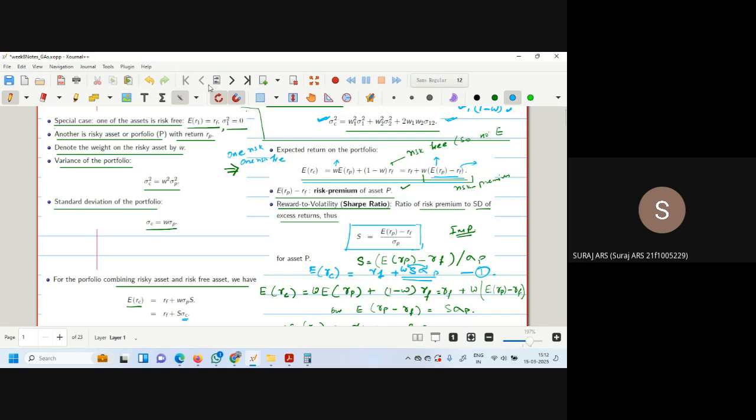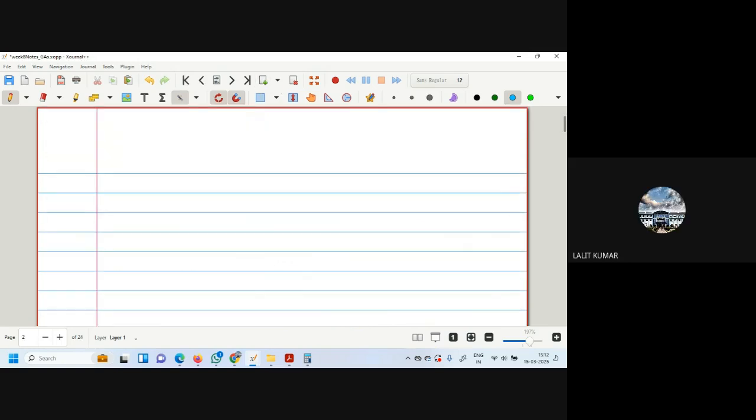Once again, just hold on, I will cover it here. We have two assets. One is A, which is risk-free, with standard deviation 0. We have another asset B which is risky, with return RP, for example, and standard deviation sigma P. Is that okay?